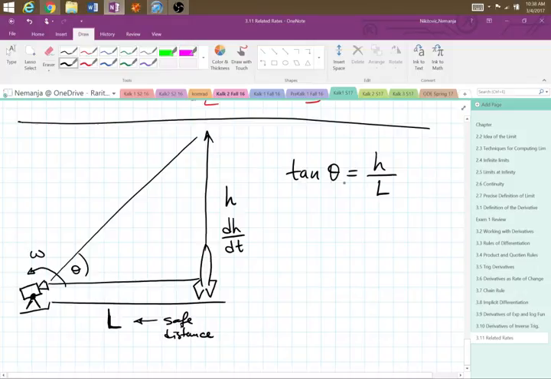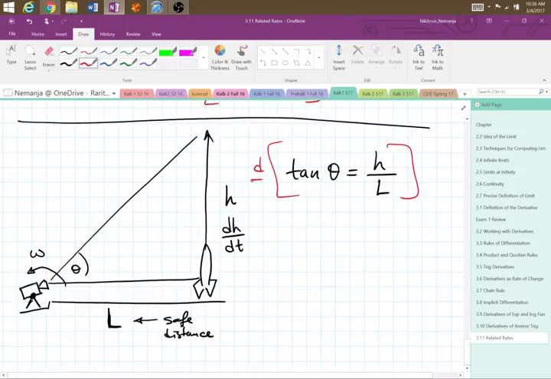So I find the derivative of this with respect to time, and I know that the height is changing and the theta is changing because I want to change that angle so that the rocket is always there. L is not changing. L is constant. I'll write that one more time. Constant, variable, variable.